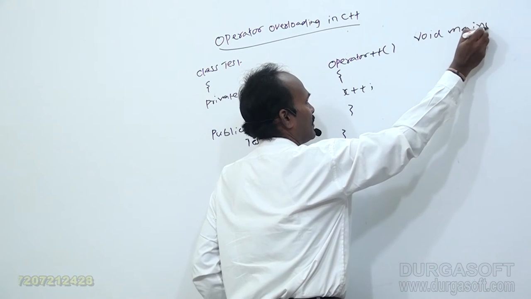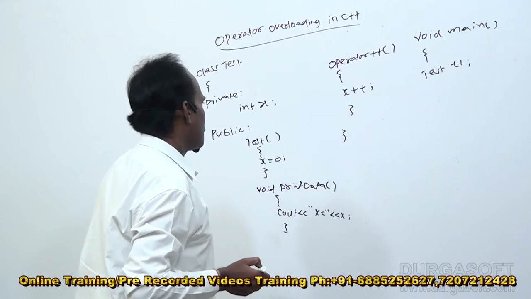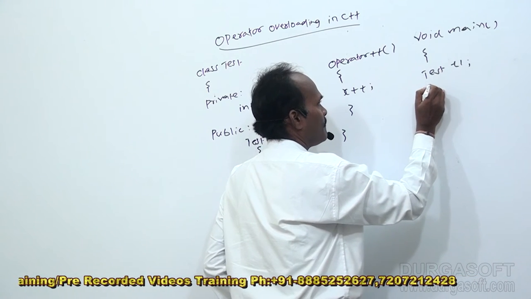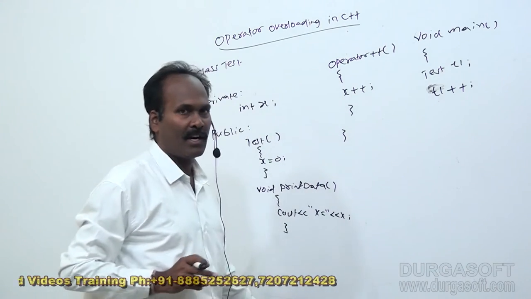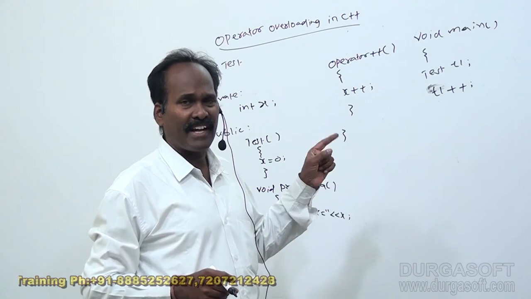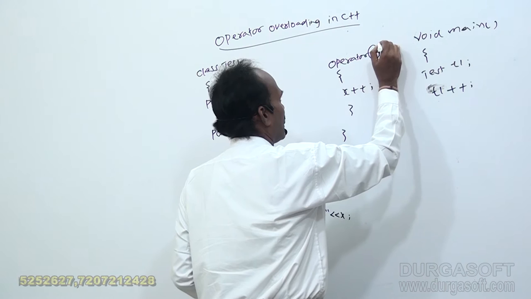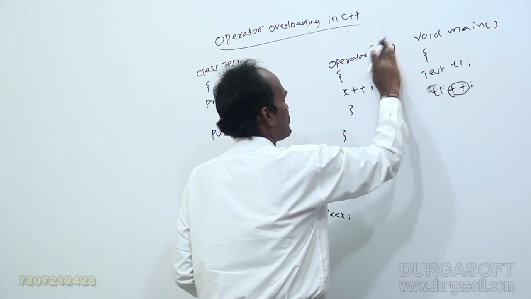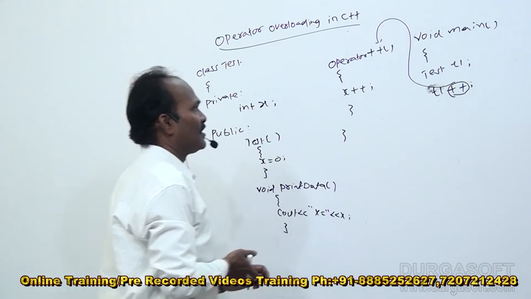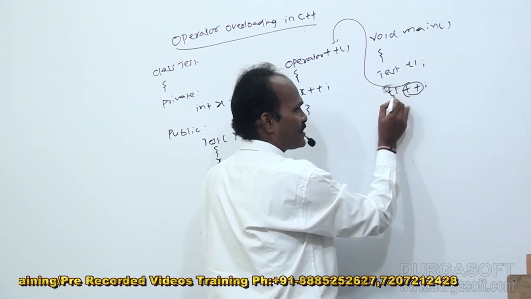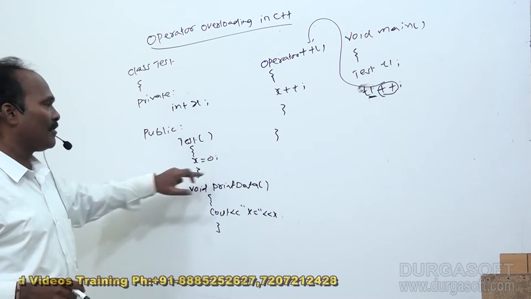Within the main function, you declare one object like t1, so t1 is initialized to 0 automatically, and t1 plus plus. When you say t1 plus plus, like a normal operator, the internal value of t1, x, will be incremented. Whenever this operator is encountered, automatically the compiler is going to invoke this one. Automatically the flow is shifted to this function. That means you are calling this function along with the t1 object. You are calling this operator for the t1 object. So what is the t1 value internally? Internally t1 value is 0.